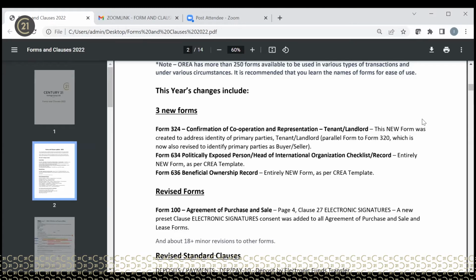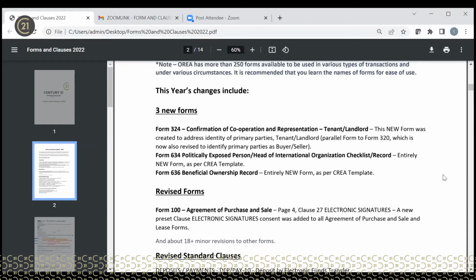The revised forms, one of the revised forms was Form 100, which is your agreement of purchase and sale. And on page 4, clause 27, they've included the permission of the parties signing to use electronic signatures. So this is something that is new in the pre-printed format. You're still going to be seeing this in a lot of people's Schedule Bs or in Schedule As until they figure out that it's already in there.